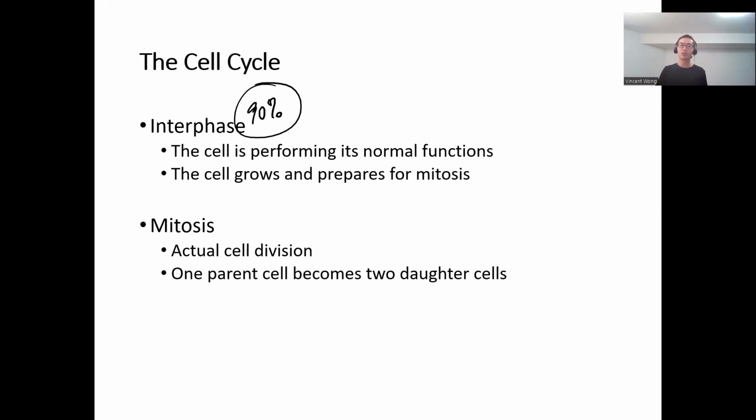This is where the cell is just performing its normal function. Like if it's a muscle cell, it'd be contracting. If it's a liver cell, it might be detoxifying drugs. It's just doing what it's meant to be doing. And the cell is growing, getting bigger, and preparing for the eventual division, preparing for the mitosis. The actual cell division, the mitosis, happens only 10% of the time. And then the parent cell becomes the two daughter cells. So, interphase, mitosis.